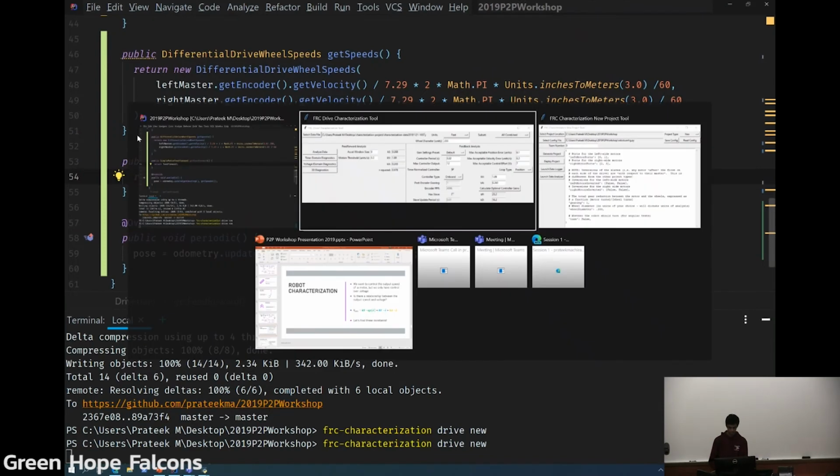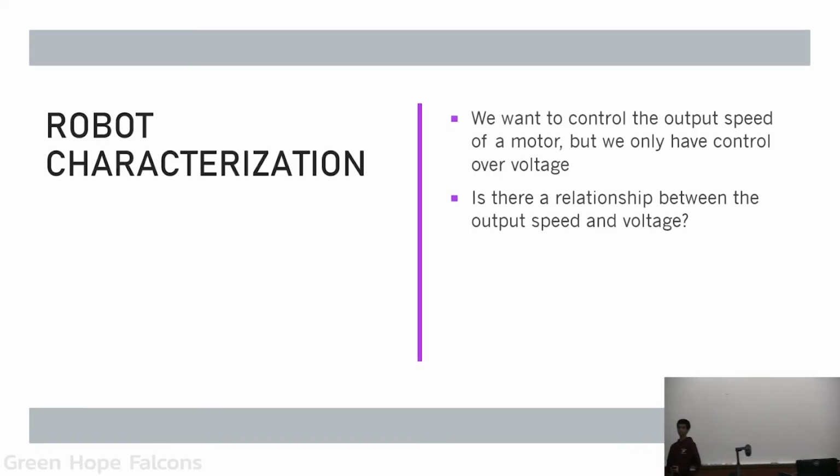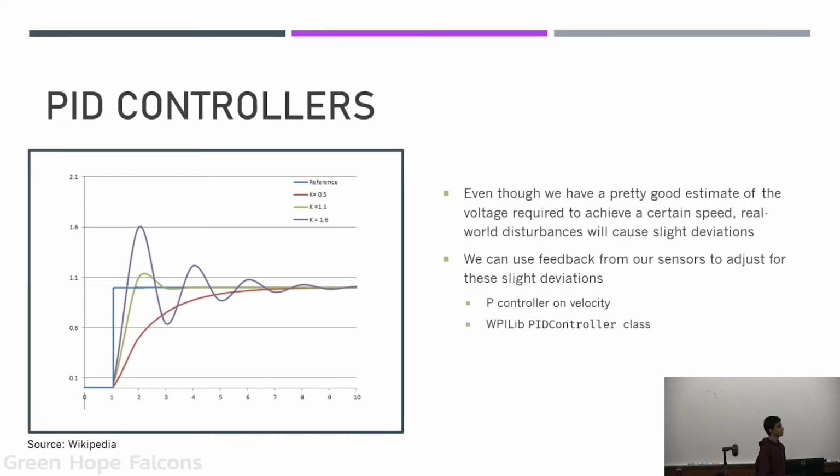So let's go back to this. Can anyone summarize what robot characterization does in really basic terms? What do we just do, or what does the characterization do? Finding the constants for your robot. Yep, and what are those constants used for? How much voltage you need to give the motor. Yep, so this equation can be used to estimate the voltage that we need to go at a certain velocity and acceleration.